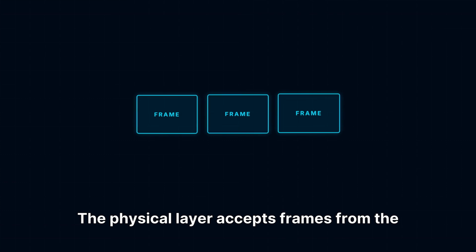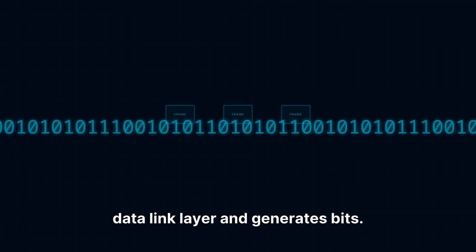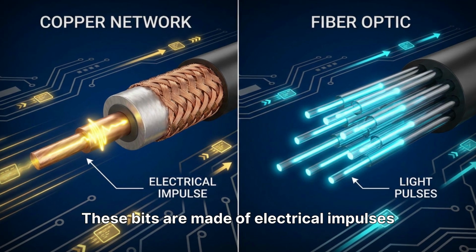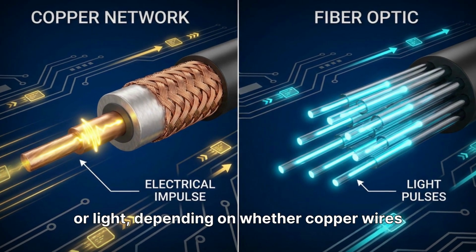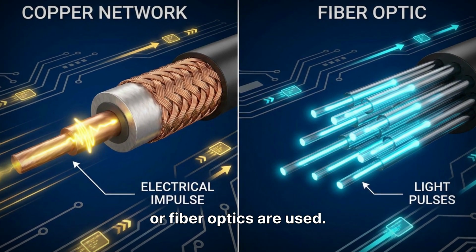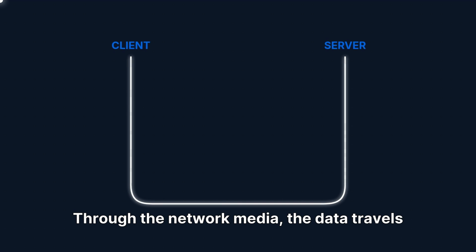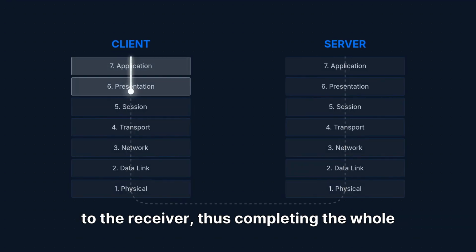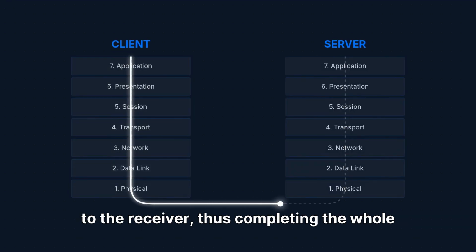Last but not least, Layer 1, physical layer. The physical layer accepts frames from the data link layer and generates bits. These bits are made of electrical impulses or light, depending on whether copper wires or fiber optics are used. Through the network media, the data travels to the receiver, thus completing the whole journey.